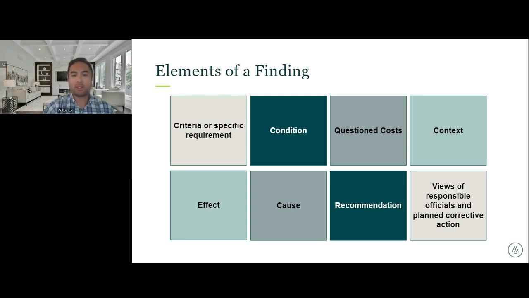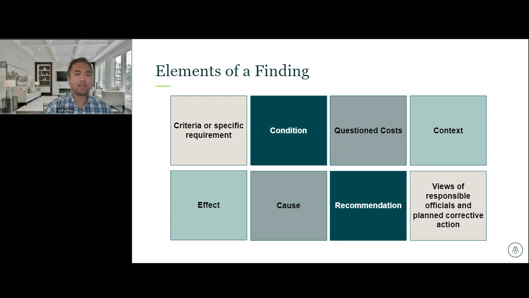And then the condition is just stating what happened, what the error is. Questioned cost, usually there's a dollar amount related to the finding, so that's just documenting the sample that was selected, the costs that are in question, related to the finding. And then context, just how the error happened, is this a control breakdown or what happened to cause that non-compliance finding. And then effect, documenting the overall impact of the organization's non-compliance finding or the internal control breakdown, what impact it has on the financial statements and the organization's compliance related to that federal program.